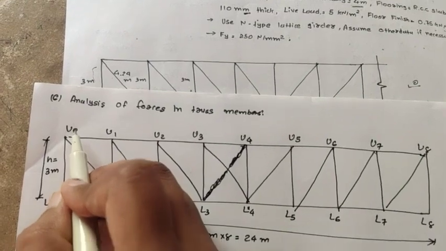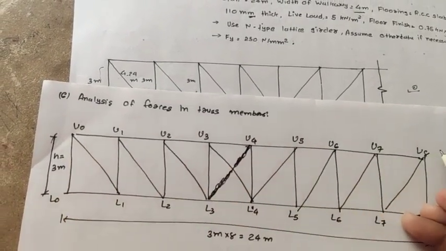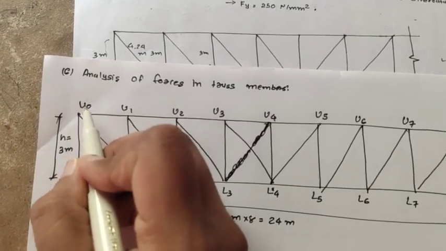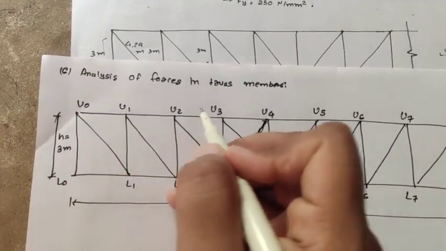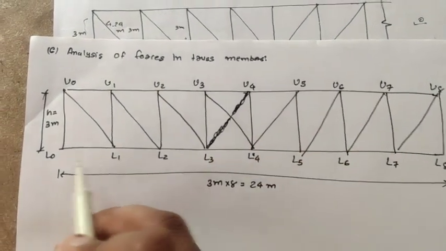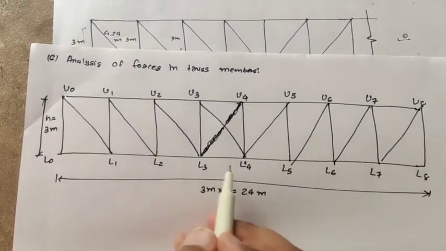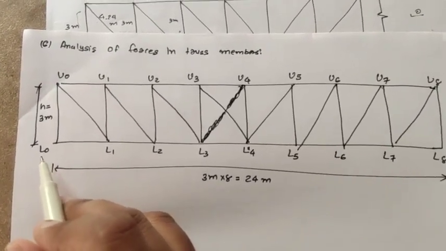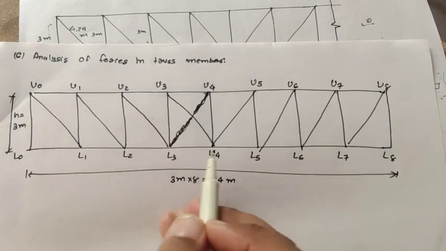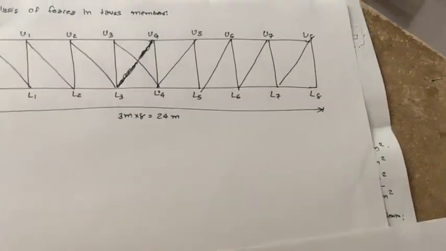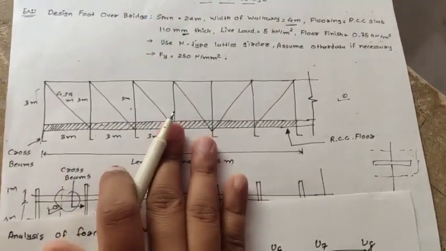So I give these names. These are the upper members, so starting with upper members denoted as U. U means upper: U0, U1, U2, U3, U4, U5, U6, U7 and U8. And talking about the lower part, lower members are denoted as L. L means lower: L0, L1, L2, L3, L4, L5, L6, L7 and L8.